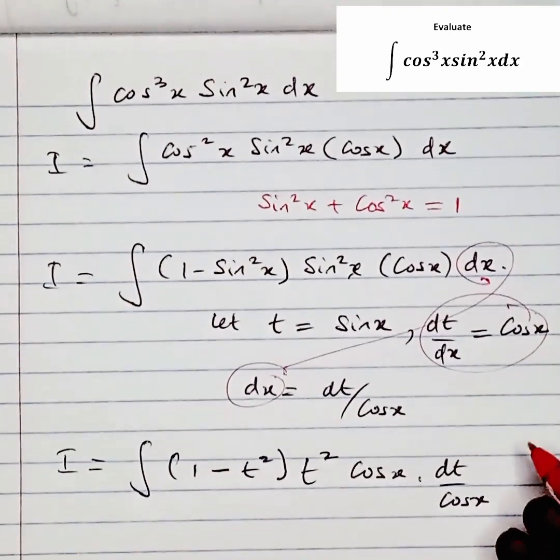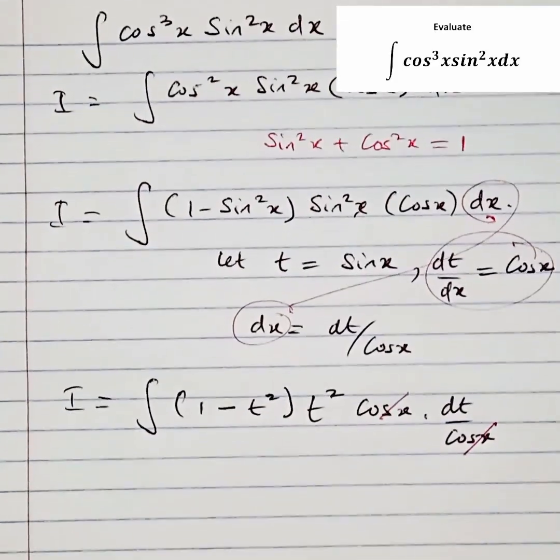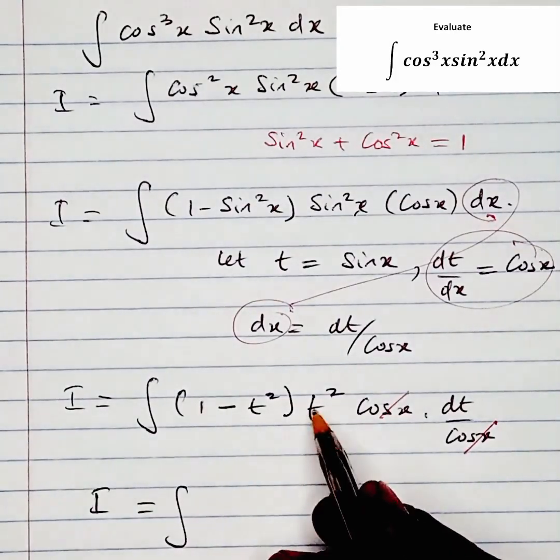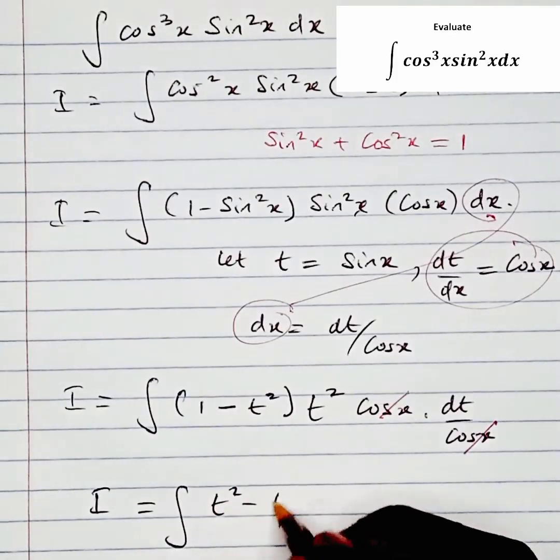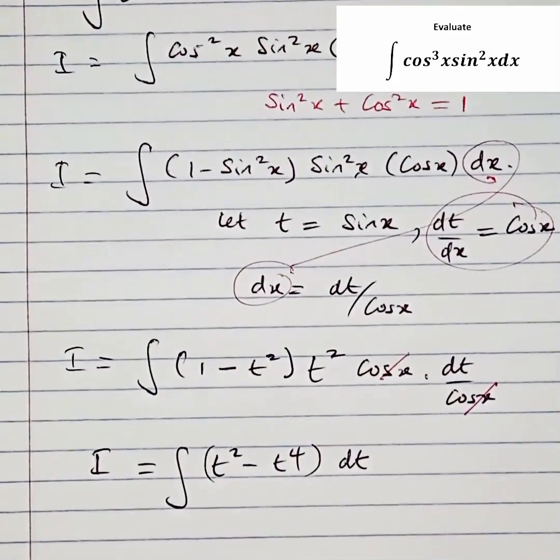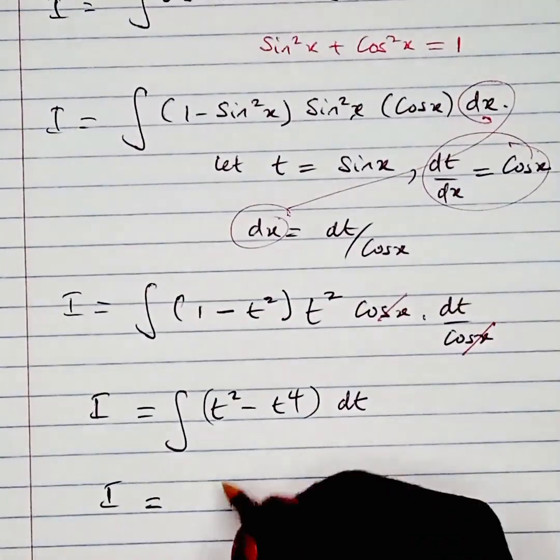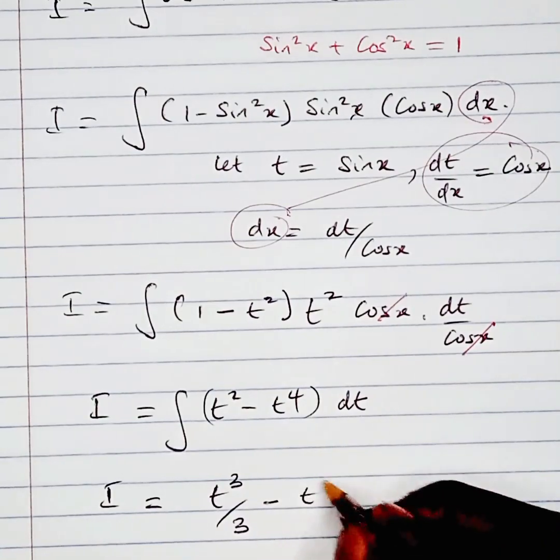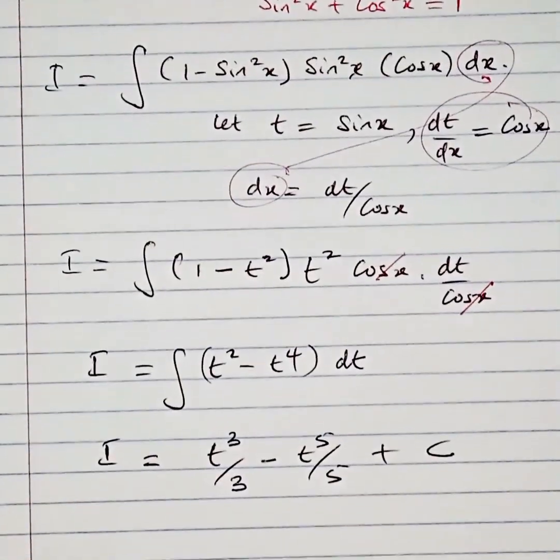Now this cos x is going to cancel off, so that we remain with the values of t only in that integral. So we're going to have I is equal to, so I'll just simplify that expression there. I'm going to have t squared minus t to the power of 4, then dt, and then I'm going to integrate that. So that is going to give us I is equal to t to the power of 3 divided by 3 minus t to the power of 5 divided by 5 plus c, where c is an arbitrary constant.